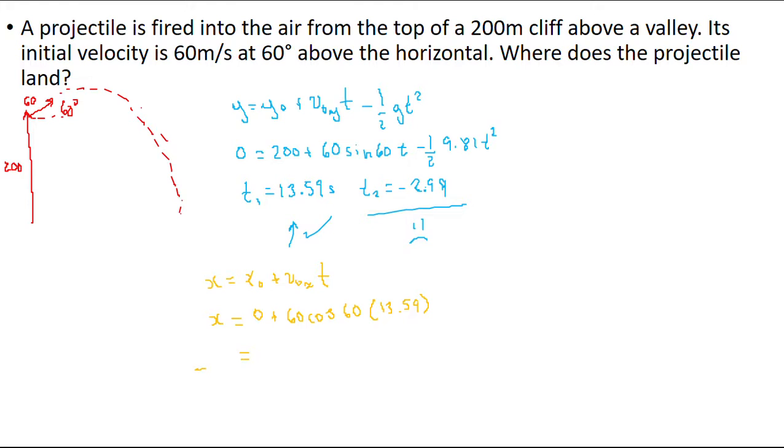After doing all the math and plugging those things into the computer, the result is 907 meters. So where's my plane? Here it is. And there we go. So this is the last problem that we're going to do about movement in two directions.